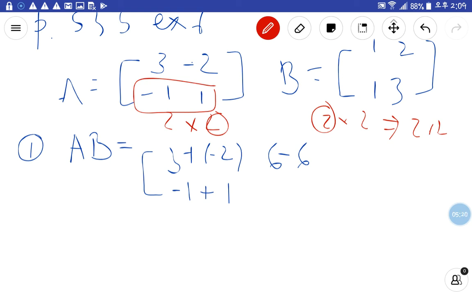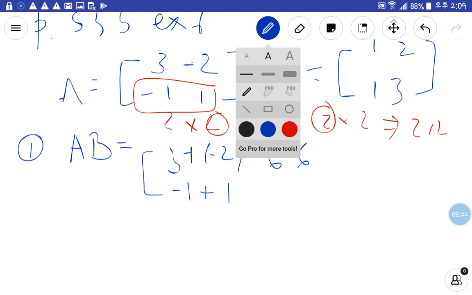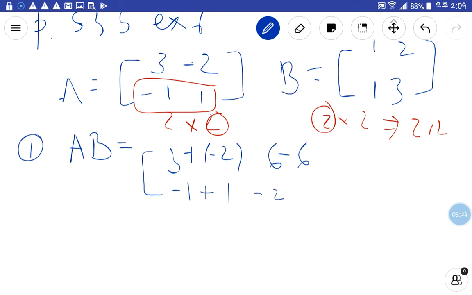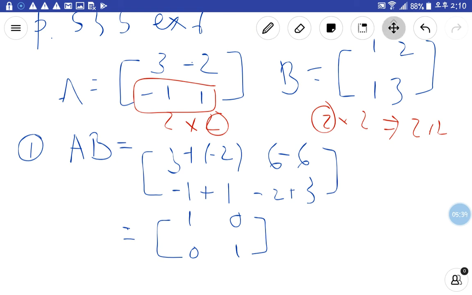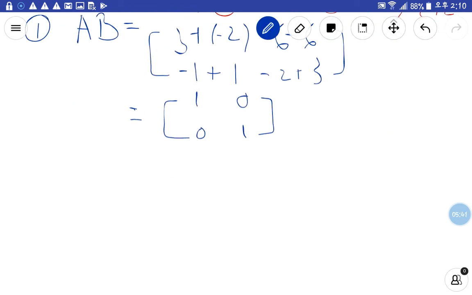Now negative 1 times 2, which is negative 2, 1 times 3 is 3. What do I get? So I got 1, 0, 0, 1. Okay, that is what? Identity matrix, right? If I have BA as the same as another identity matrix, I can say A and B are inverses of each other. So BA.